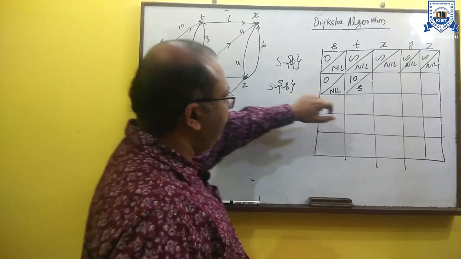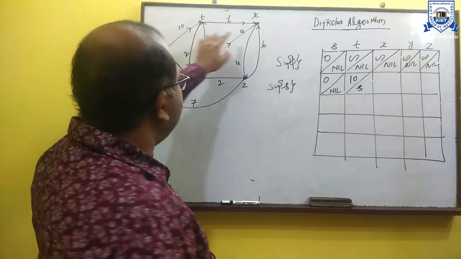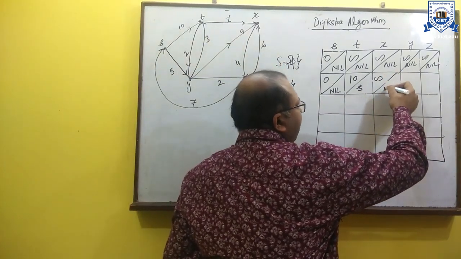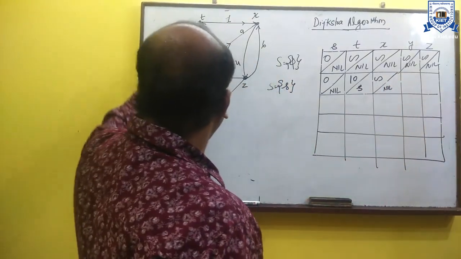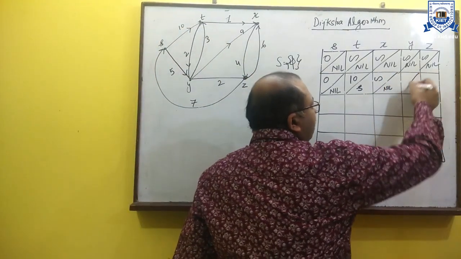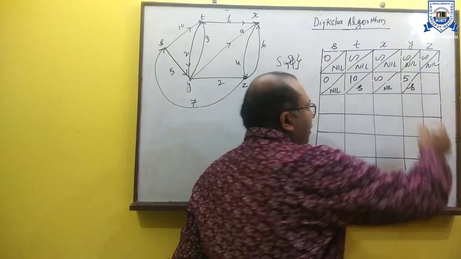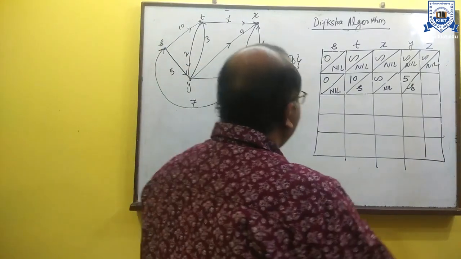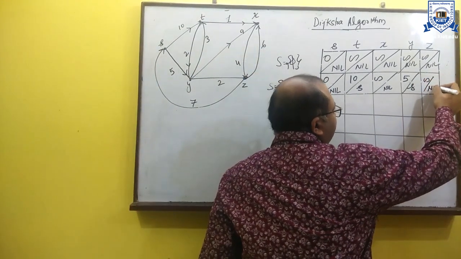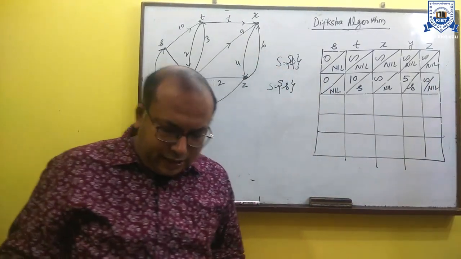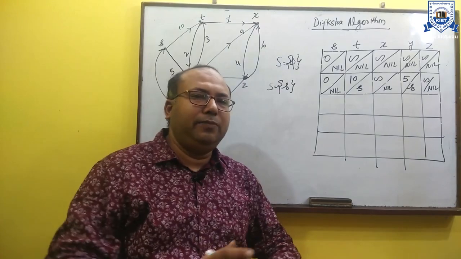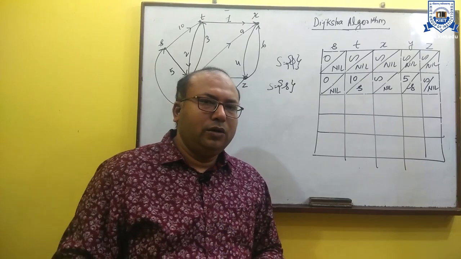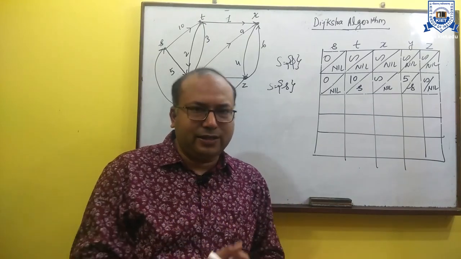Now, is there any edge from S to X? There is no direct edge available, so this particular cell cannot be updated. S to Y. Yes, S to Y is available, so 0 plus 5 is 5, with S. S to Z, no edge is available, so it will not change. You can see the difference between Bellman-Ford and Dijkstra. You can easily compute any row because you need to apply the relax very few times.